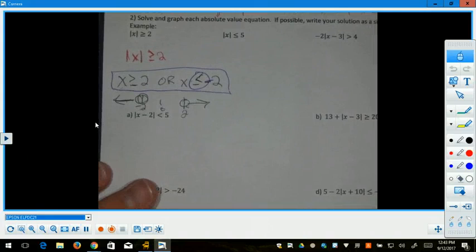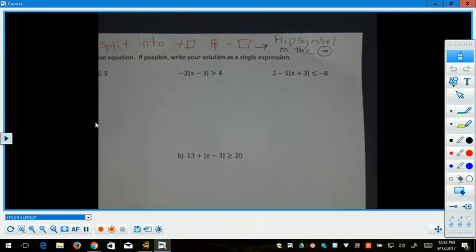Yes, sir? Can you scoot the paper over? Yes, sorry about that. I was trying to zoom in so you could see better.